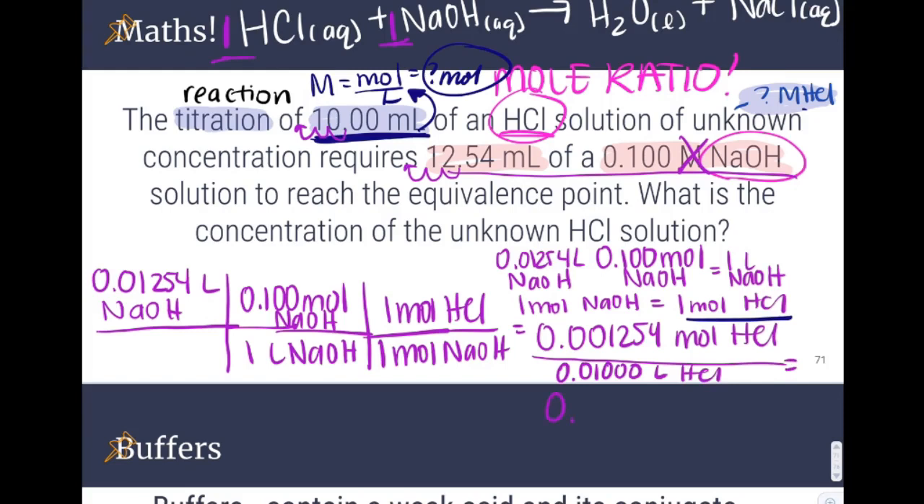And this will give us our final answer of 0.1254 molar HCl. And I want 3 sig figs here because of my molarity, so I will do 0.125 molar HCl. This is nothing new. We're just using molarity and mole ratio as conversion factors. Okay.